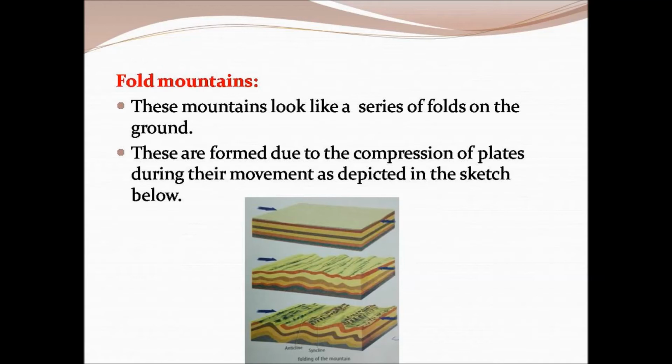So I'll repeat, children. Fold mountains look like a series of folds on the ground. So the fold mountains are mountains that form mainly by the effects of folding on layers within the upper part of the earth's crust. And this folding happens due to the compression of the plates during their movement.